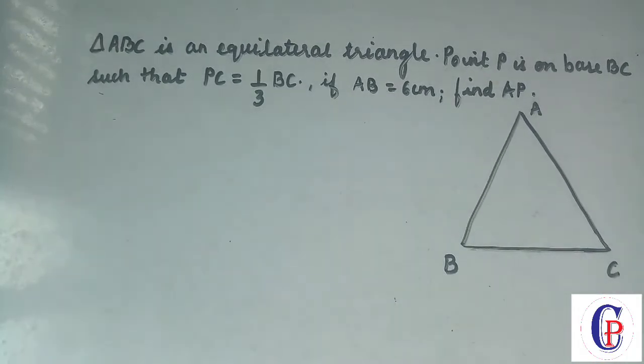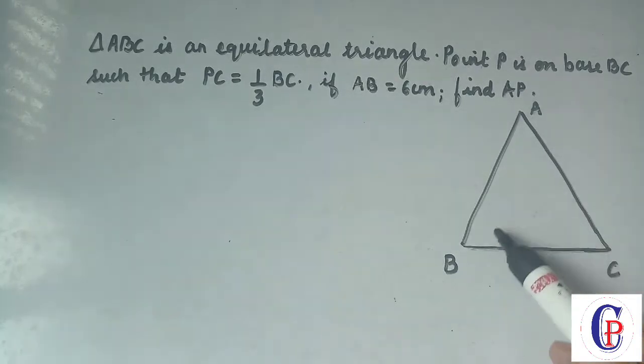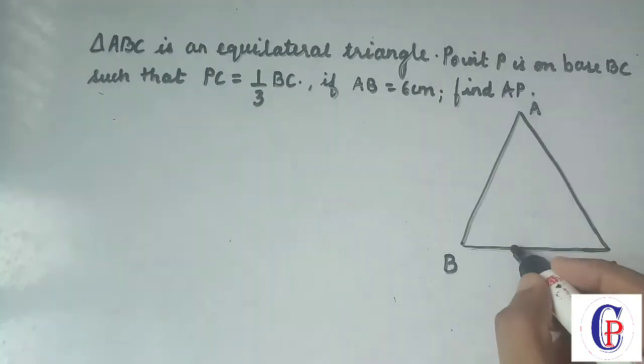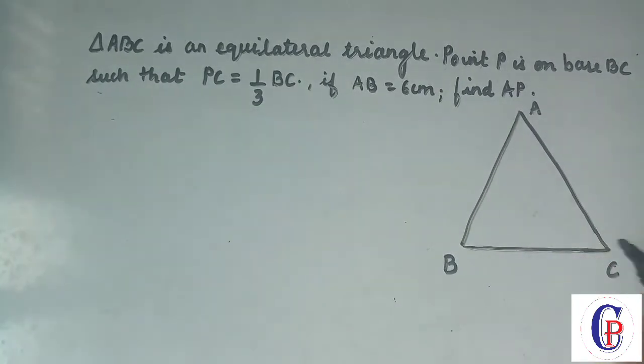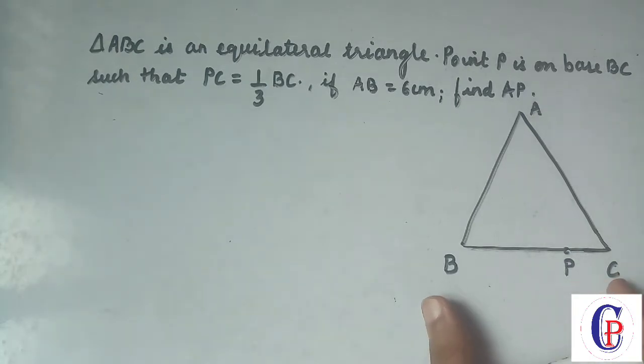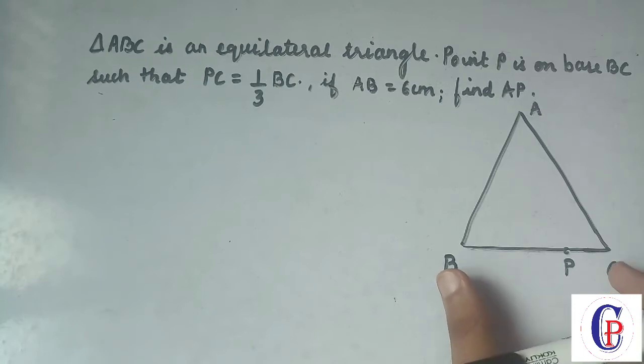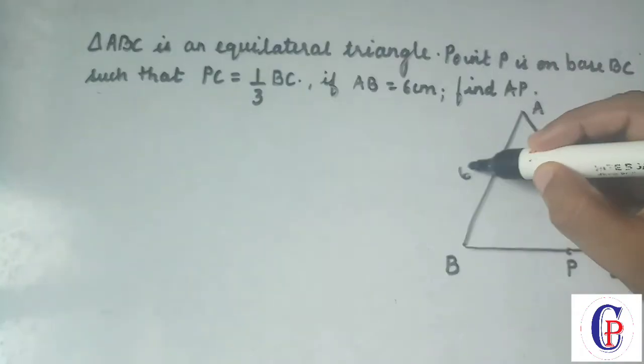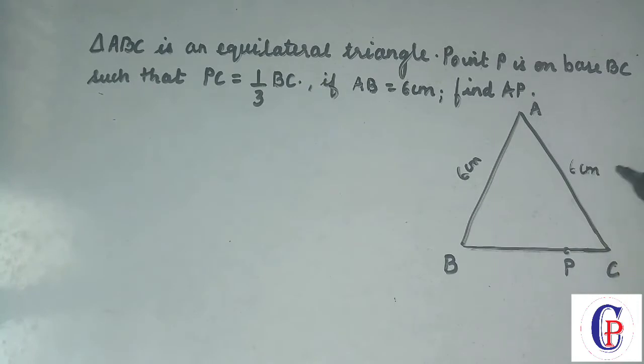Okay, so what information do we get from this triangle ABC equilateral? That all angles are equal, 60, 60 and 60, and also all sides are equal. Okay, so we will see during the sum what information we will require. Now point P is on BC. Okay, there is a point P here on BC such that this PC is 1/3 BC. Okay, whatever is the value of this BC, this PC is 1/3 BC. Okay, and it is said that AB is 6. Okay, if AB is 6, of course AC is 6, and of course BC is 6 total.